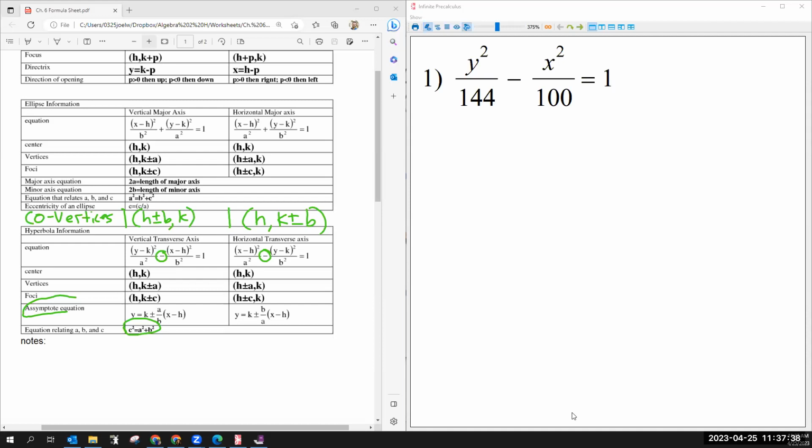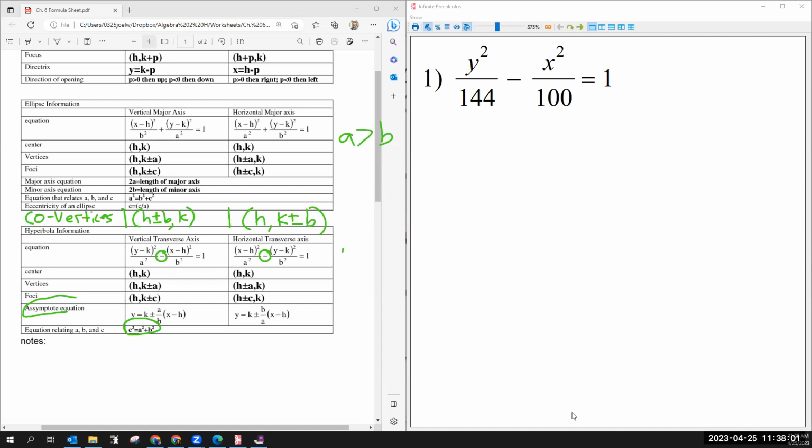That is a very key difference between ellipses and hyperbola. So for ellipses, a had to be larger than b. Not so for hyperbola. A can be bigger, smaller, or the same. Okay, but again, a always comes first, b always comes second. That's how I tell which one's which.